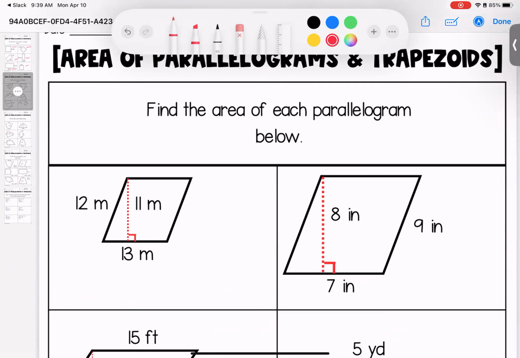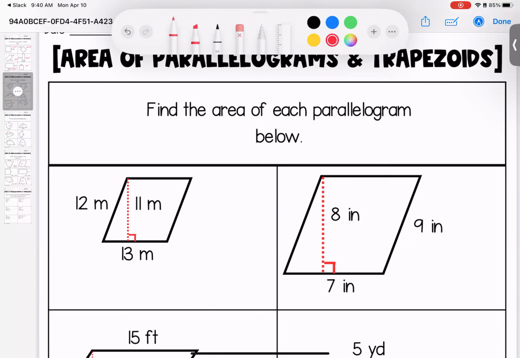Looking at the area of a parallelogram. When we are finding the area of a parallelogram, we need to look at a couple of different pieces. Most importantly, we need to look at the length and the base or the height. So for the formula, it's area equals base times height.